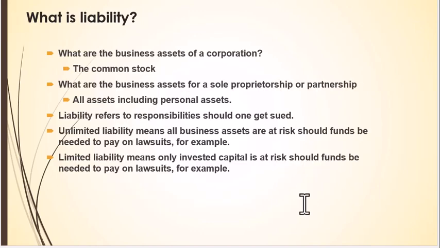So what are the business assets of a corporation? The common stock. What are the business assets for a sole proprietorship or partnerships? All the assets of the business, including the personal assets. So limited liability or unlimited liability refers to the responsibilities should one get sued. Unlimited means that all business assets are at risk. Limited means only invested capital is at risk.